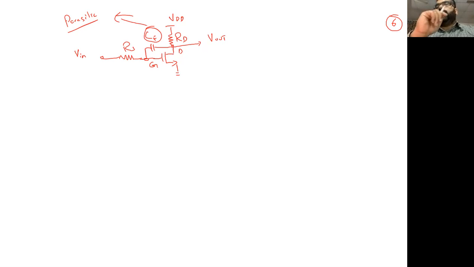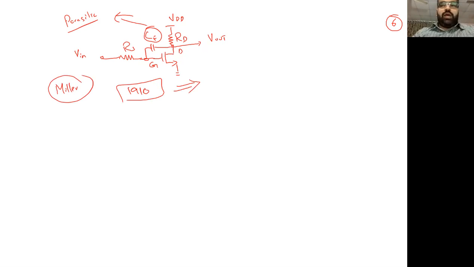So for these cases, we need to look into some other phenomena, and that phenomena was basically sorted out by Miller. Miller was a person in 1910 almost, in the early 1900s. He gave a concept, not for this specific scenario. He applied this concept for another problem, where he just talked in the form of impedance or a resistance.